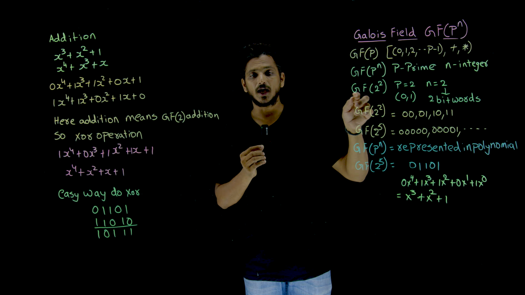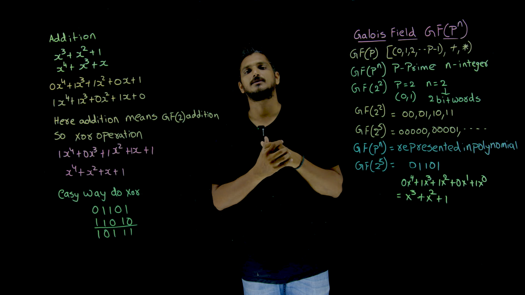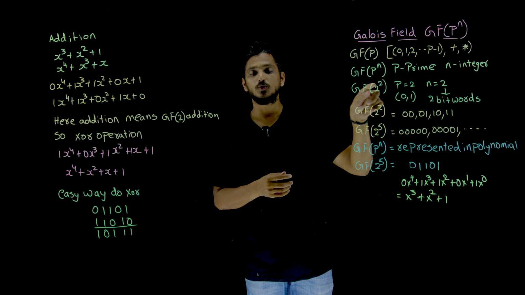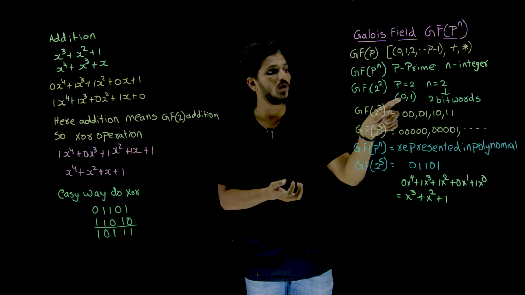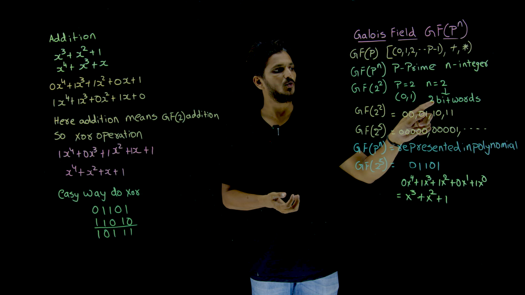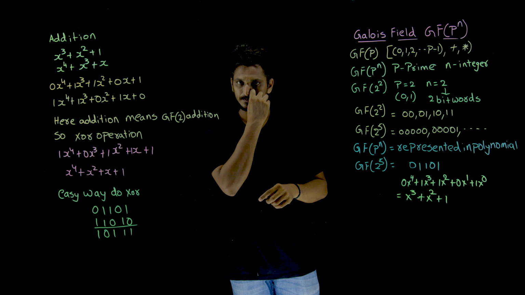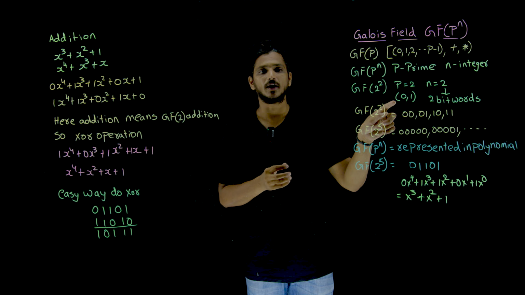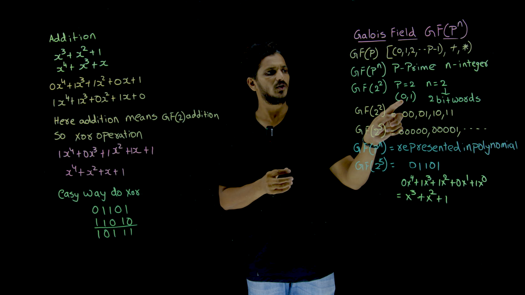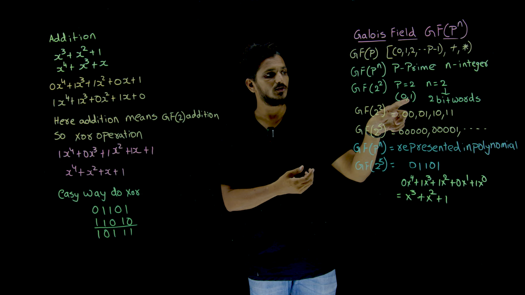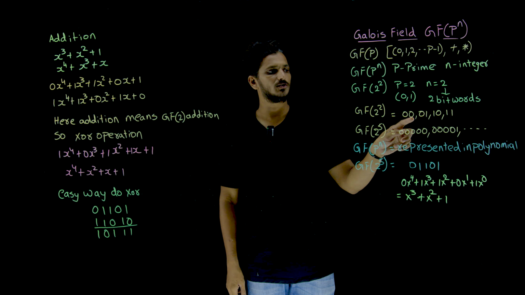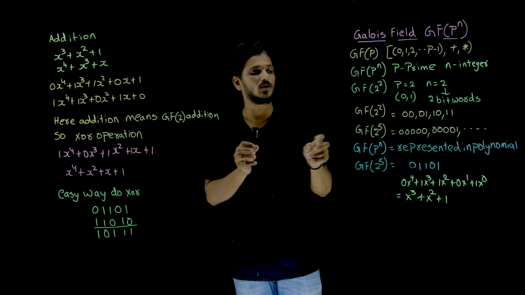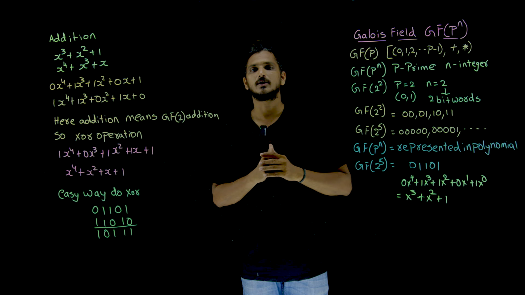Here N shows the number of digits. So N equal to 2 means 2-digit numbers on these digits, that is, 2-bit words. What are the possible 2-bit words using 0 comma 1? GF of 2 power 2 is equal to the 2-bit words on 0 comma 1, which are 00, 01, 10, 11. These are the elements that belong to GF of 2 power 2.